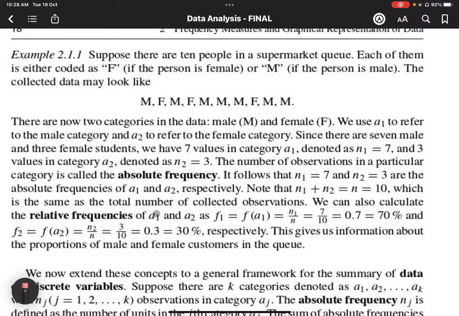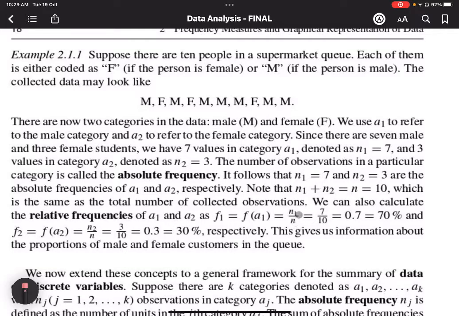We can also calculate the relative frequencies of A1 and A2 as F1 equals F of A1 equals N1 over N. So remember, ginamit natin si category na male. Ito, hindi yan female. Yung F, yun ay function. No? So we use the variable F, no, to represent the relative frequency, no, of A1 and A2.